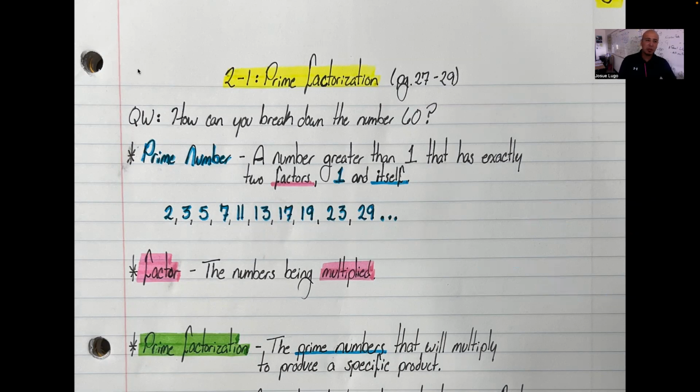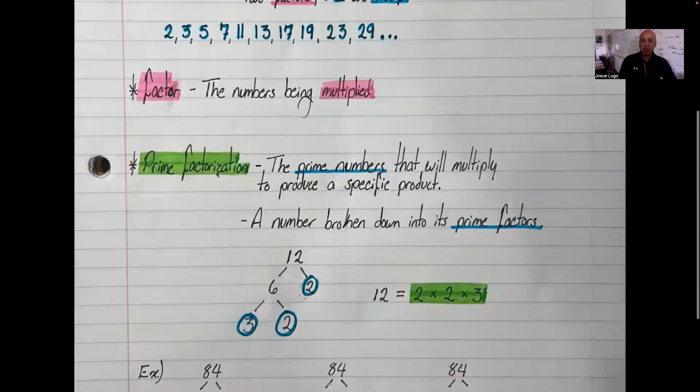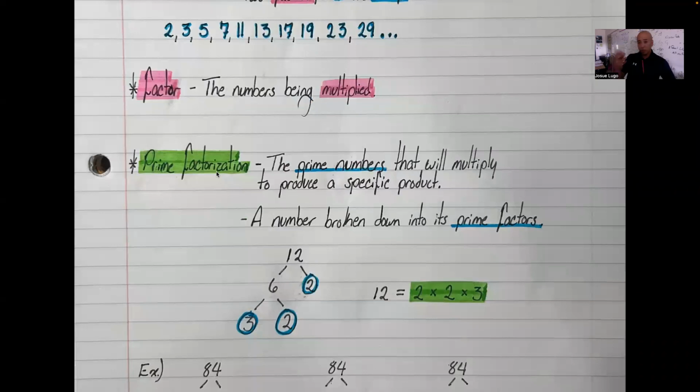So really, when we're talking about prime factorization, ladies and gentlemen, we're literally taking a number and we're breaking it down into its prime factors, into its prime numbers, as we see here in this example. Here's 12, and I can break down 12 into 6 and 2. And I'm going to circle the number 2 here because 2 is already a prime number. I cannot break it down further, okay? 2 is only divisible by 1 and itself, and so I cannot break it down further.